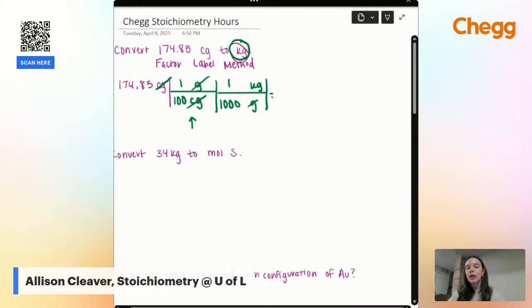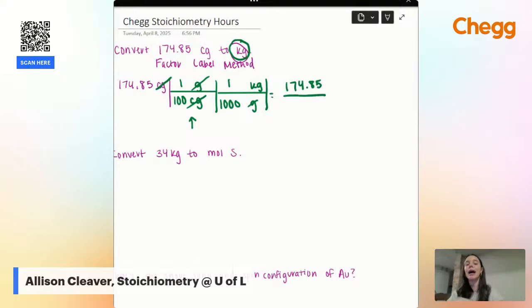The reason I write it out like this is because now it's really easy for me to do the math. I just multiply across the top and divide it by everything on the bottom. So this is what I'm going to put into my calculator: 174.85 divided by 100 times 1,000. You have 30 seconds. Beat me to putting that in your calculator and see if you can type the answer and go faster than me.